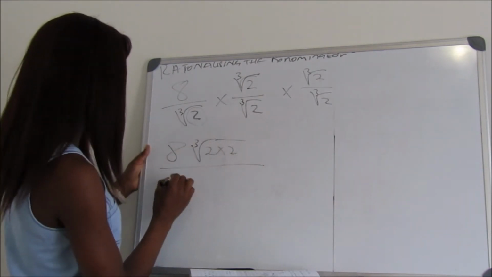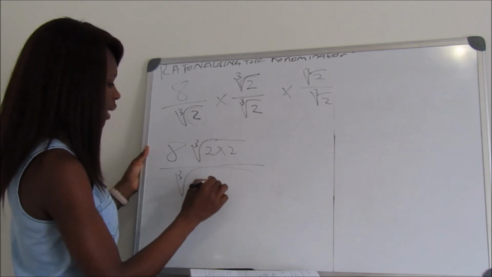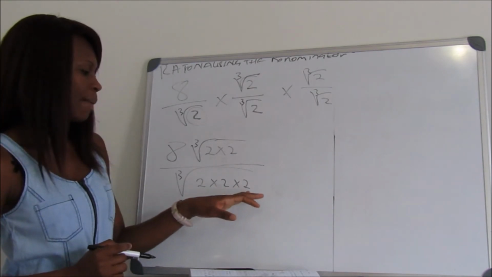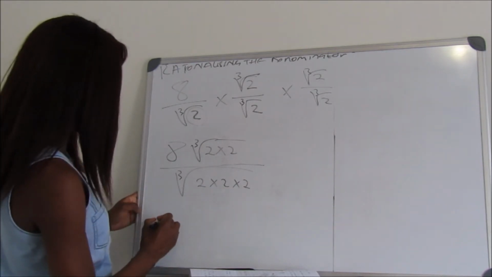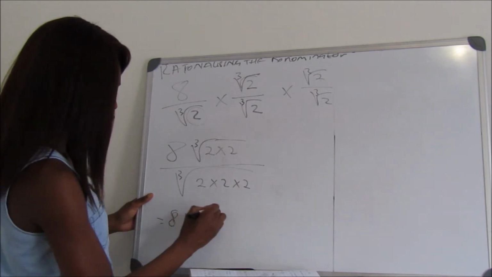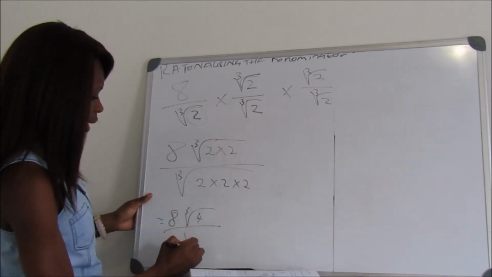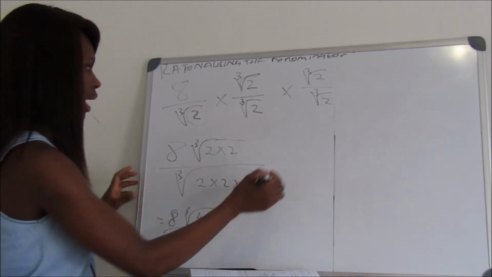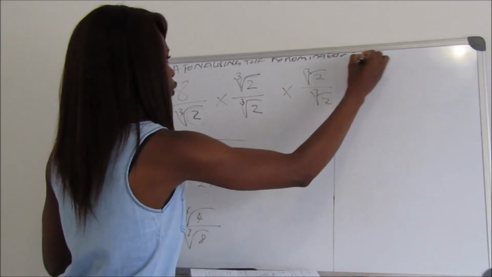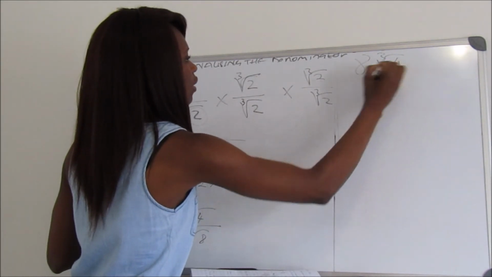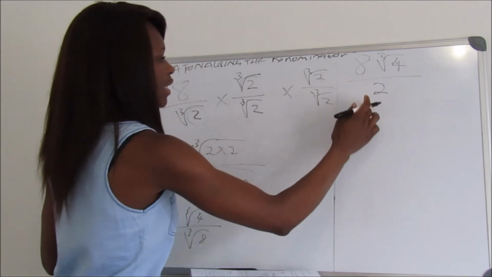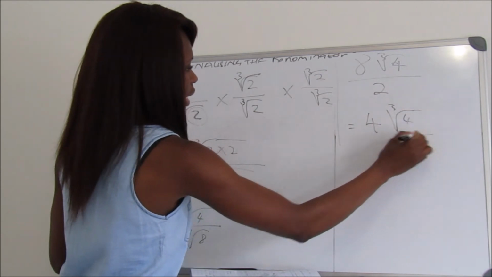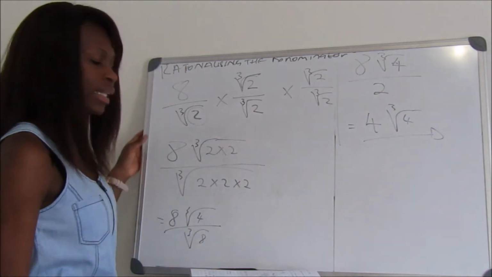And then when we come to the denominator, it will be 2 multiplied by 2 multiplied by 2, which will be 2 multiplied by 2 will be 4, multiplied by another 2, it will be 8. Now we have 8, a cube root of 4, divided by a cube root of 8. We already know that a cube root of 8 is equal to 2. Then we will be left with 8 cube root of 4 divided by 2, of which 8 divided by 2 is equal to 4, with a cube root of 4 on the other side. Now we have rationalized the denominator.